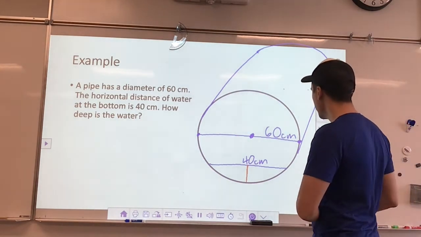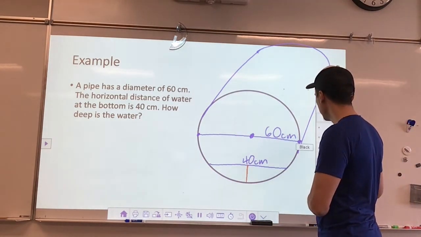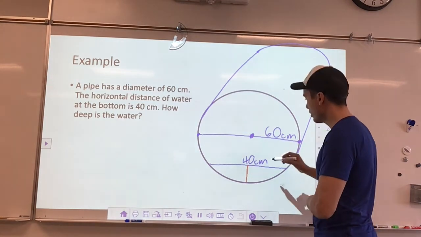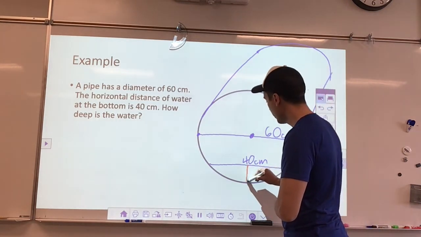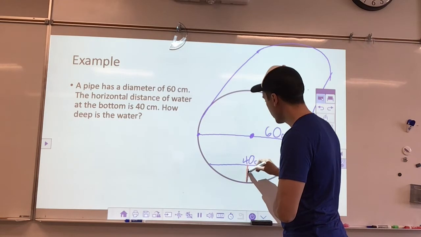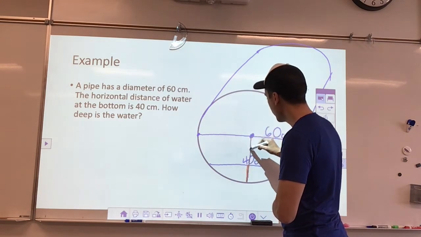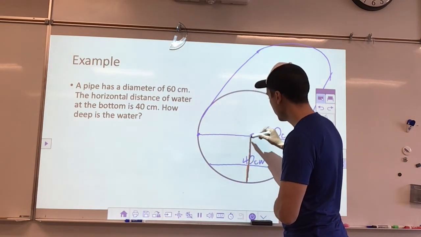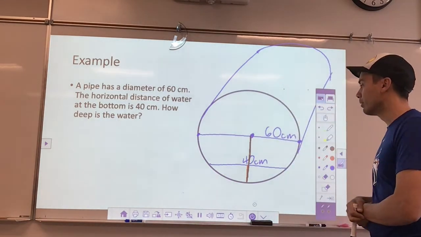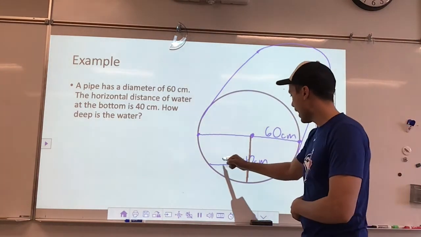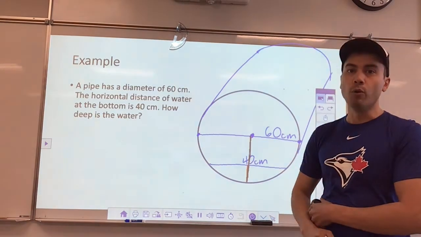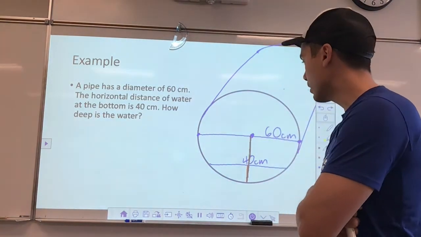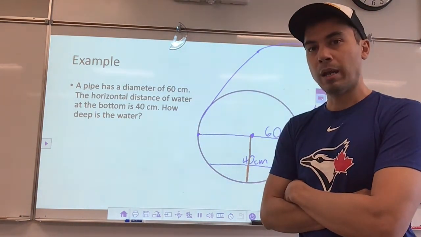And I'm also going to use some circle properties as well. The first line I want to draw is a line that's kind of in line with this one here, and that goes through the center of the circle. This black line right here. I'm going to bisect this 40 centimeters down there. I'm going to cut it in two.